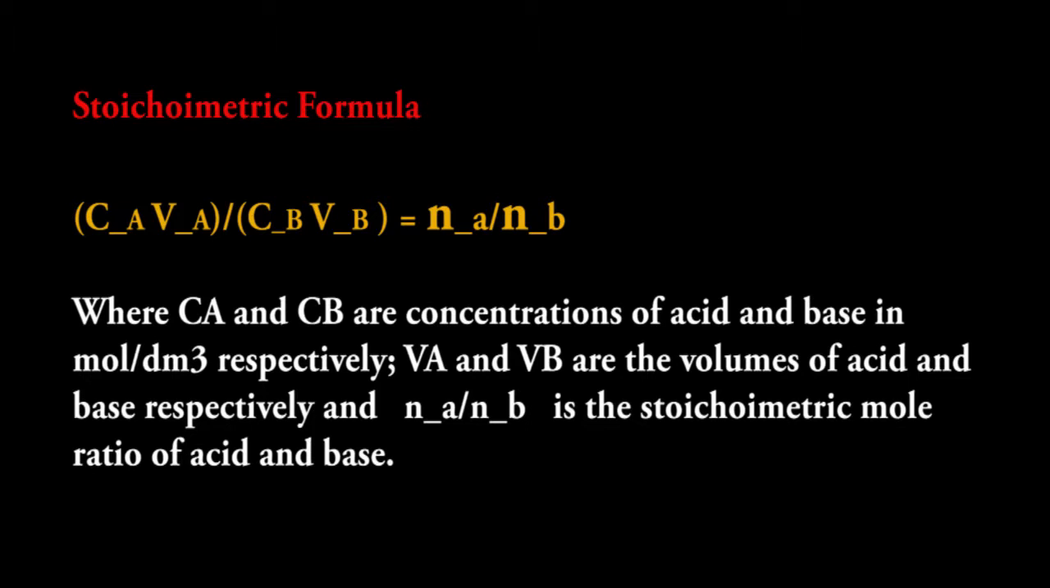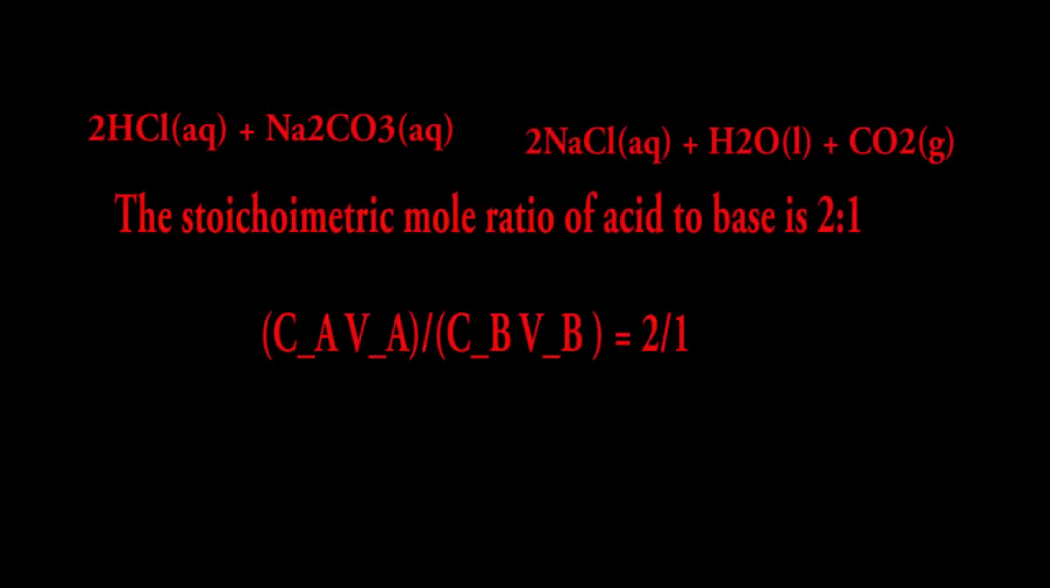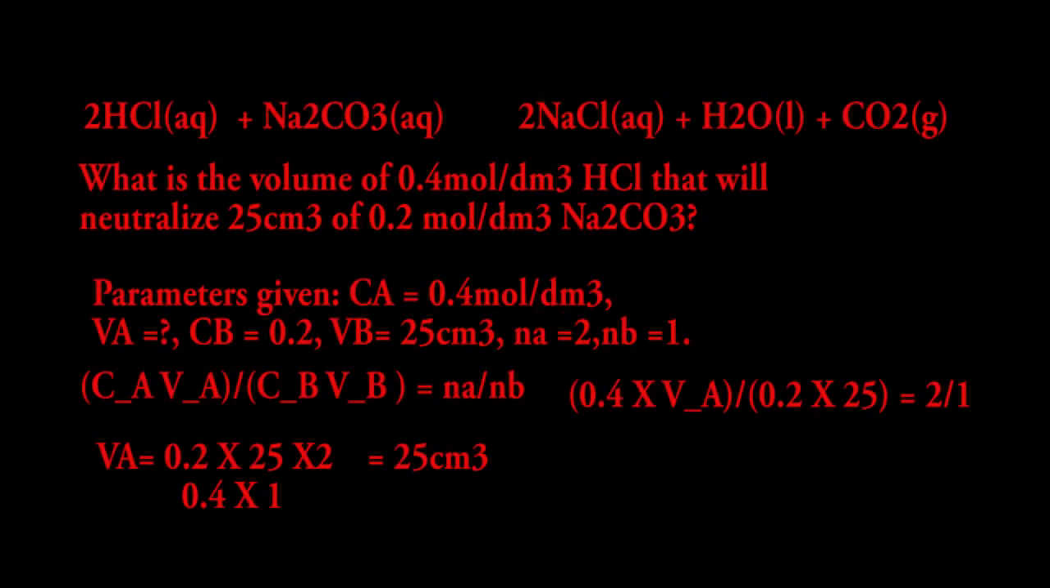of acid and base. Example: hydrochloric acid and sodium trioxocarbonate(IV) react in the following way. Here, the stoichiometric ratio of acid to base is 2:1. Consider the following reaction equation. What is the volume of 0.400 mole per dm³ hydrochloric acid that will neutralize 25 cm³ of 0.2 mole per dm³ sodium trioxocarbonate(IV)?